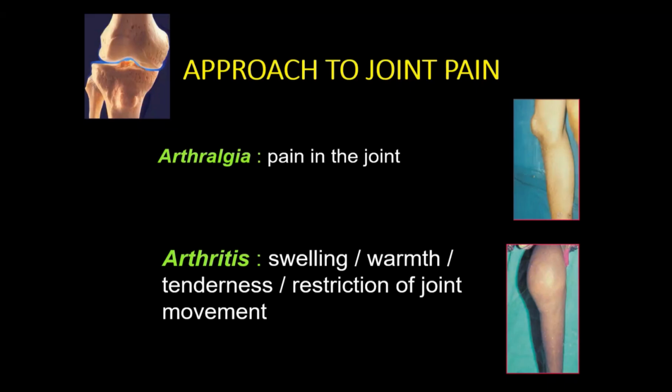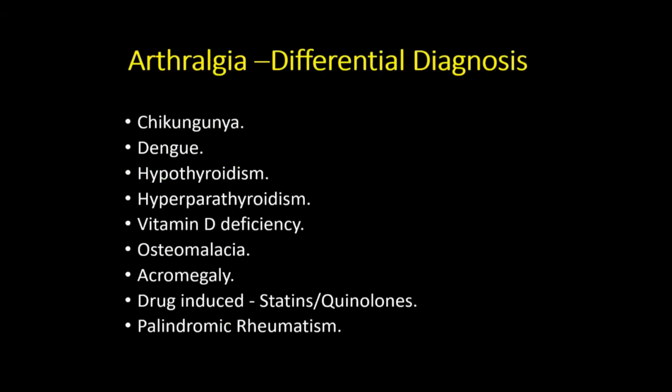Then, in that situation, what are all the causes for arthralgia? Differential diagnosis of arthralgia, no arthritis. One, it can occur in post-viral rheumatological problems like chikungunya-related arthritis or dengue arthritis. Hypothyroidism you should suspect in people with polyarthralgia. Many times I have made a diagnosis of hypothyroidism. Hyperparathyroidism, yeah, they have severe joint pain and abdominal pain. Vitamin D deficiency also causes joint pain.